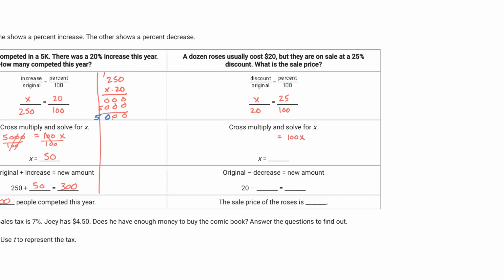And 20 times 25, that's 500, I believe. And you divide by 100. And these will cancel, and X is equal to 500 divided by 100, which is 5. And so the original minus $5 off is what, 15. The sale price of the roses is $15.